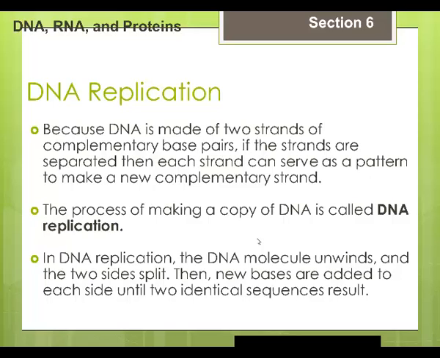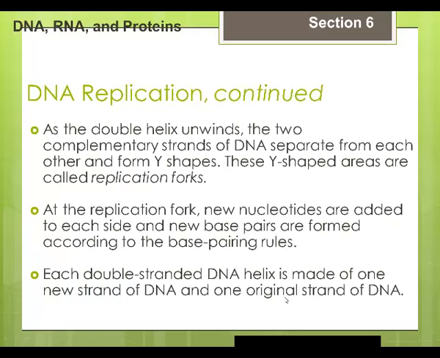In DNA replication, the DNA molecule unwinds and the two sides split. Then new bases are added to each side unit, forming two identical sequences. So a whole bunch of extra bases are kind of assembled right on top of that unzipped section of DNA. As the double helix of DNA unwinds, the two complementary strands of DNA separate from each other and they form Y shapes. Those Y shapes are called replication forks. So it's where the DNA unzips. As it is unzipping, that area where the two halves are pulling apart is the replication fork. That location is called the replication fork.